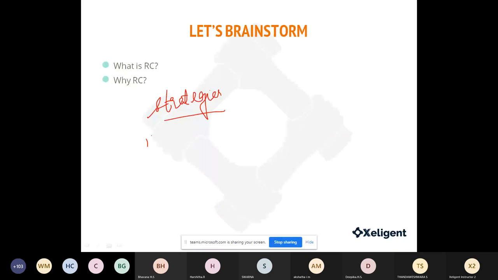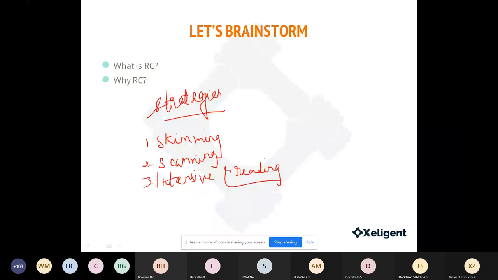So the first one is skimming. This is one of the strategies. The second one is scanning. And the third one is intensive reading. And the fourth one is extensive reading. So these are the strategies which people used to follow. I will explain each one by one, and you're going to apply this in reading comprehension passages.